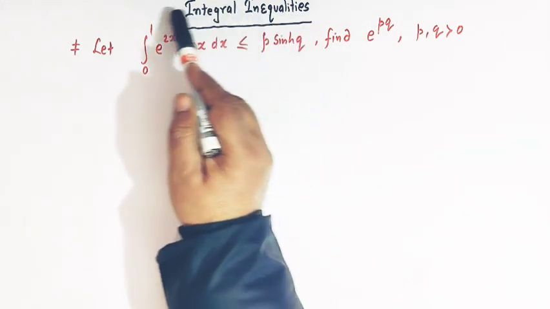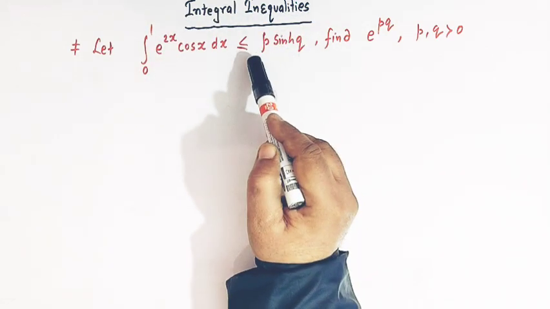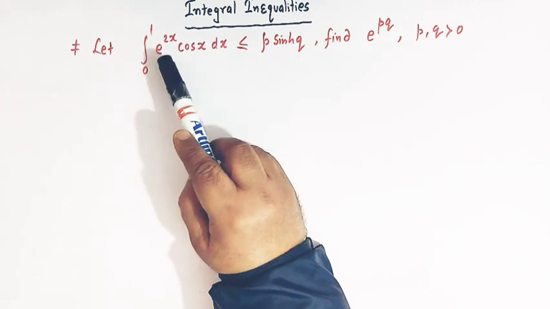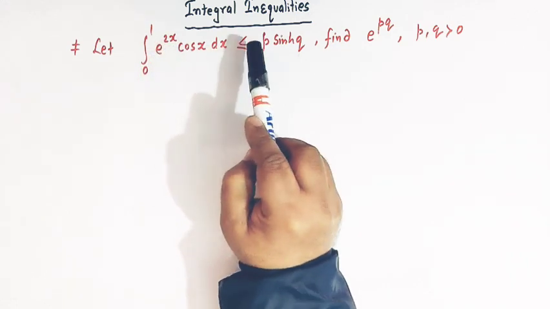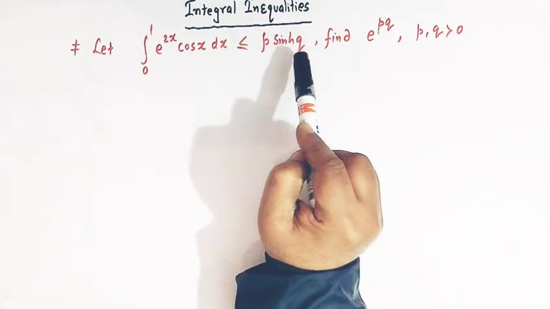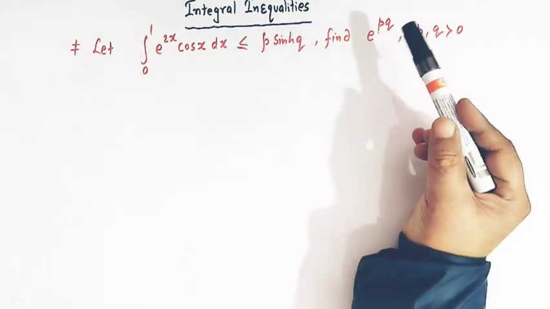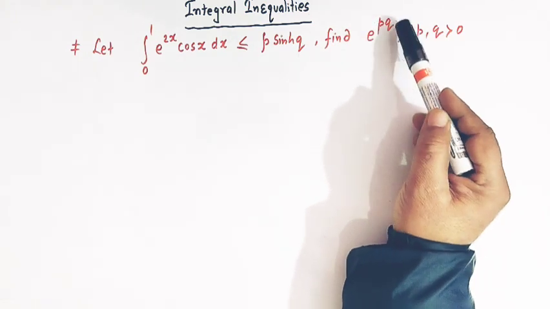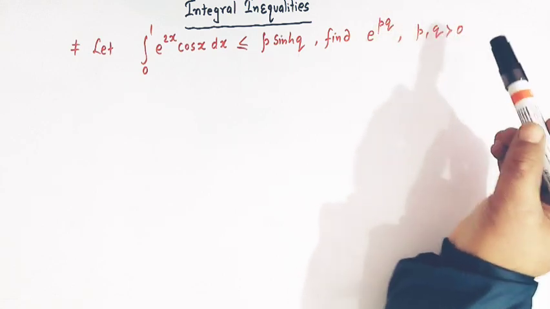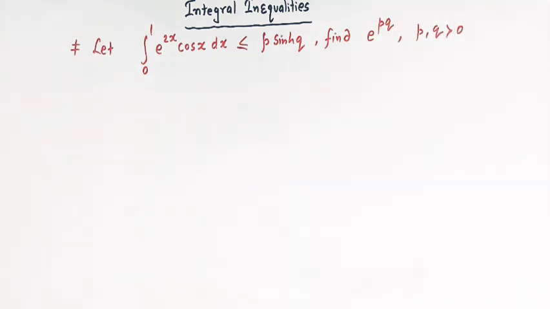So here we are given an integral inequality in which the integral from 0 to 1 of e raised to 2x cos x dx is less than or equal to p times the hyperbolic sine of q. Then we have to find the value of the expression e raised to p times q, where p and q are greater than 0.